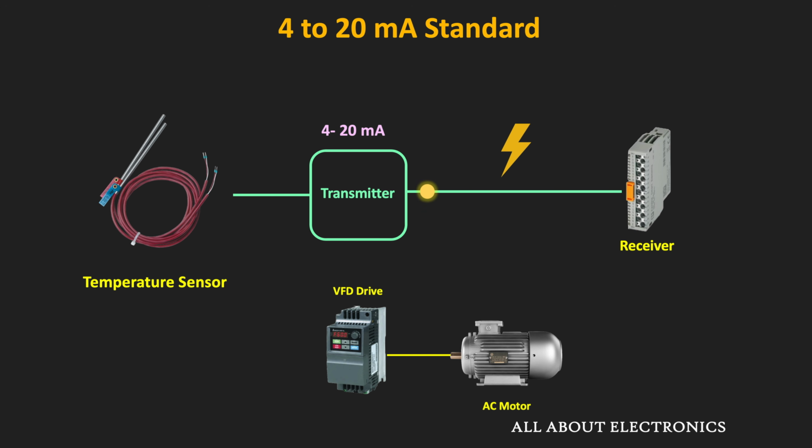While if you see the current signal, then it is immune to the noise. So that is one of the advantages of transmitting the signal data in the form of current.